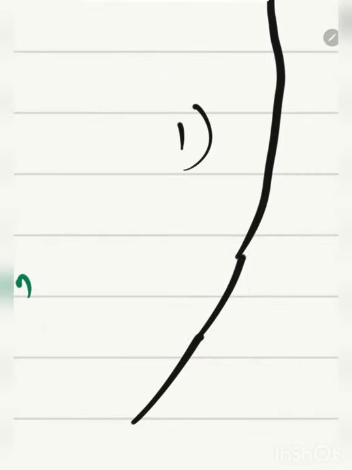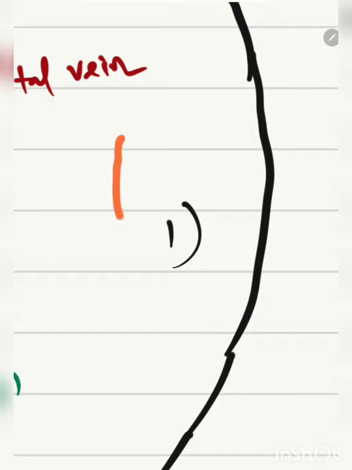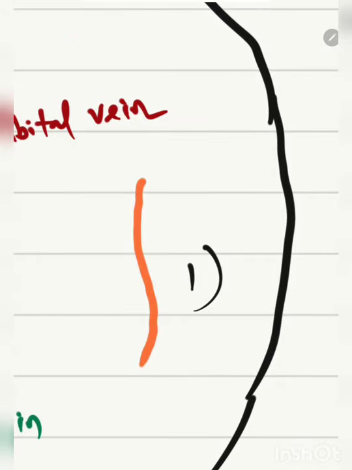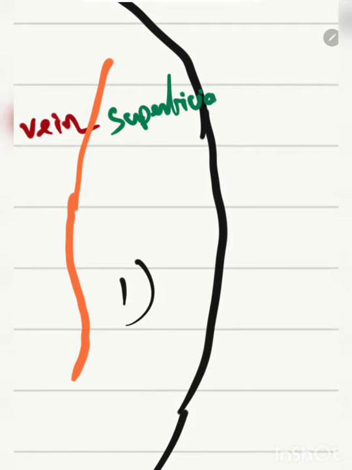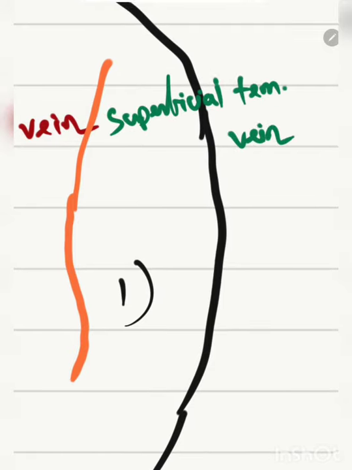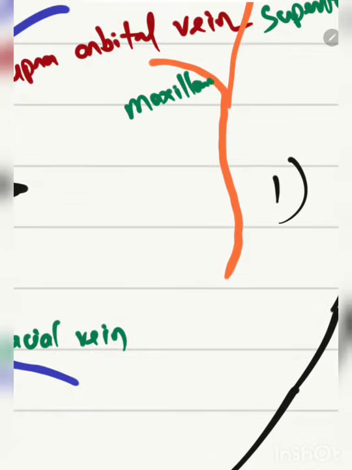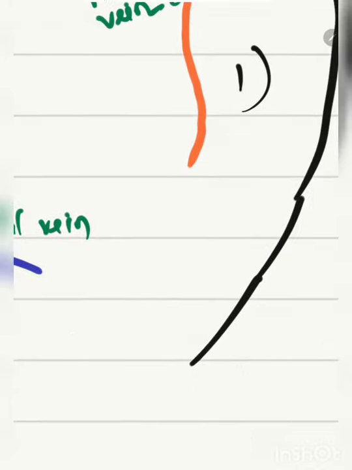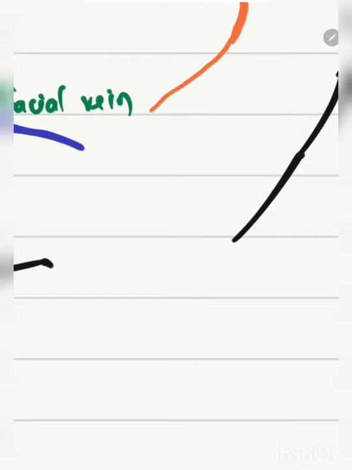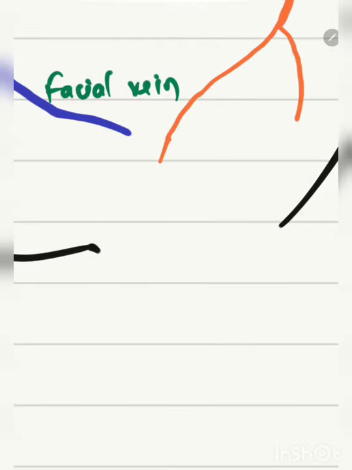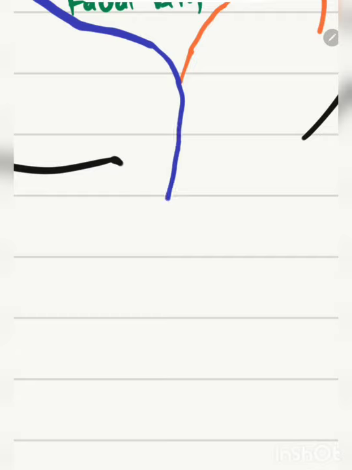Another venous drainage is by the retromandibular vein. The retromandibular vein is formed by joining two veins: one is the superficial temporal vein and another is the maxillary vein. The retromandibular vein is divided into two parts: one is the anterior division, another is the posterior division.